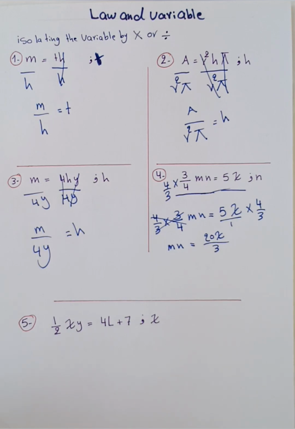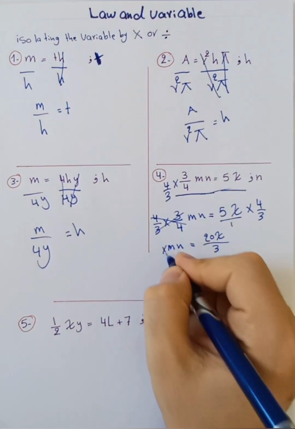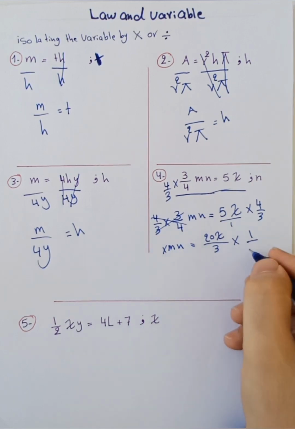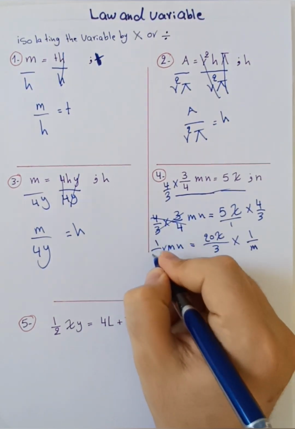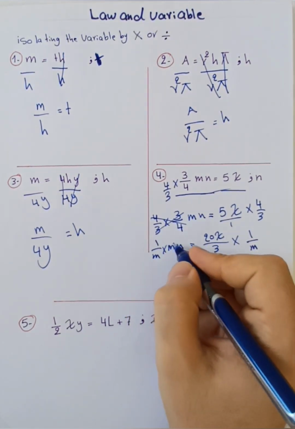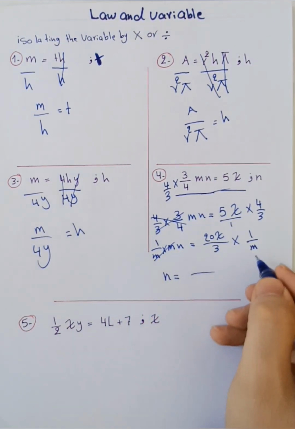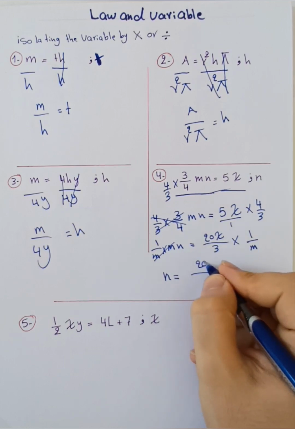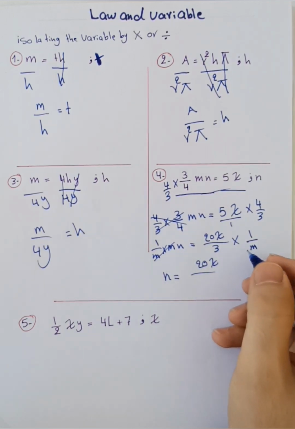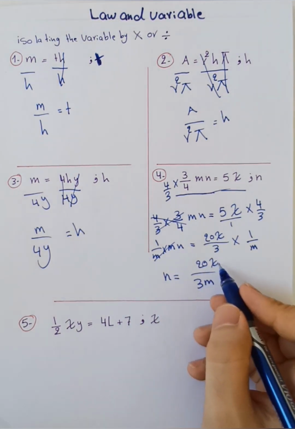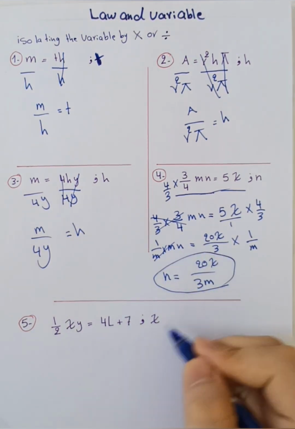After that, we can multiply both sides by 1 out of m to reduce this m. So this m are reduced and stay equal to 1 times 20x equal to 20x, 3 times m equal to 3m. So n equal to 20x out of 3m.